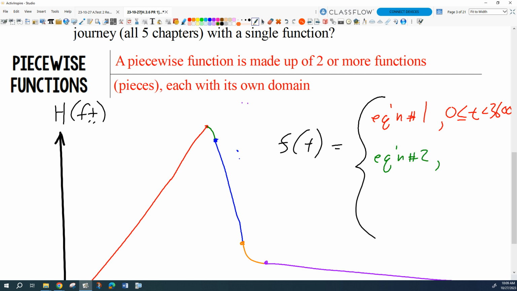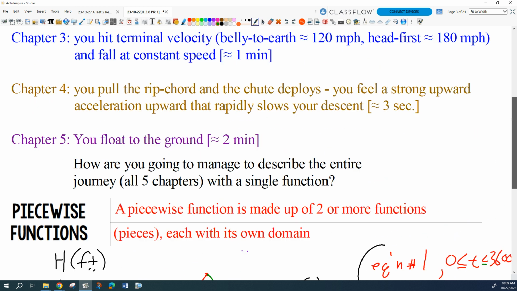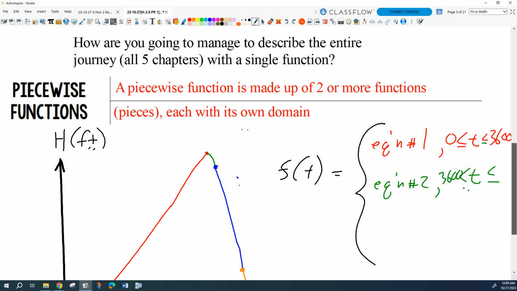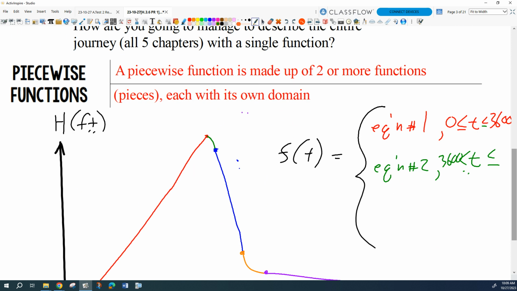And the domain of that would be when t is greater than, we'll make that equal, greater than 3,600 and less than or equal to, what, how long did that last? 12 seconds, so 3,612, right? You see what I'm doing here?